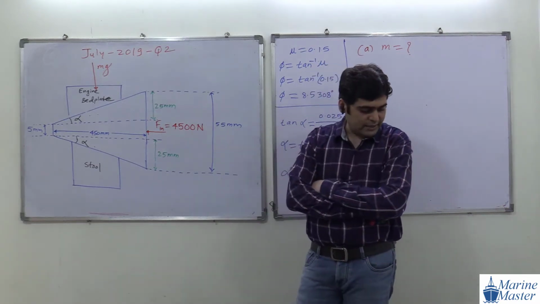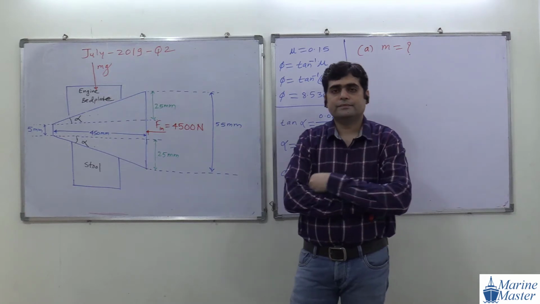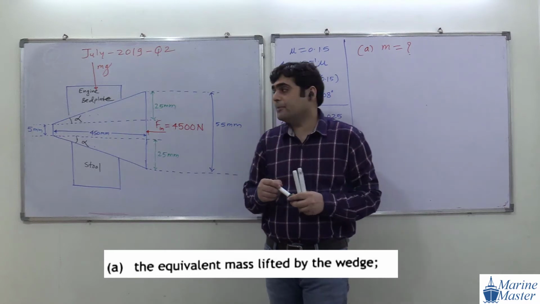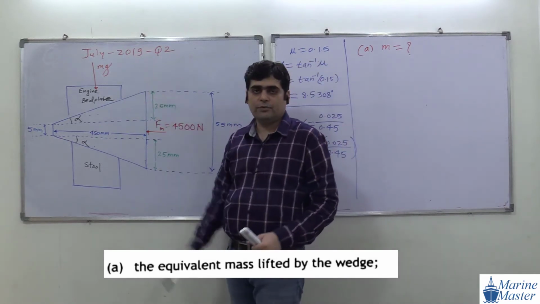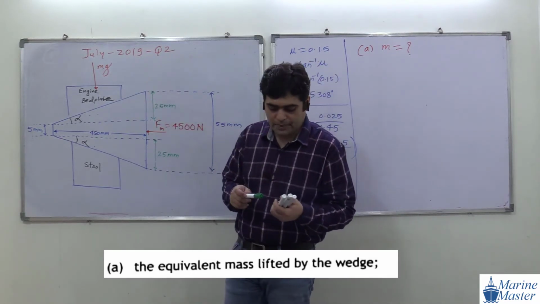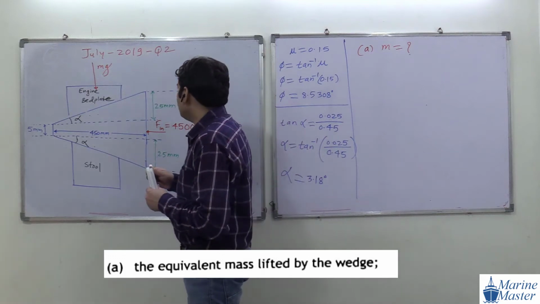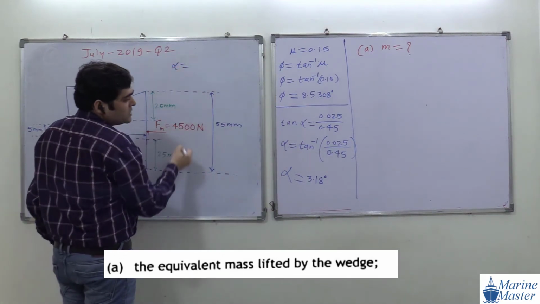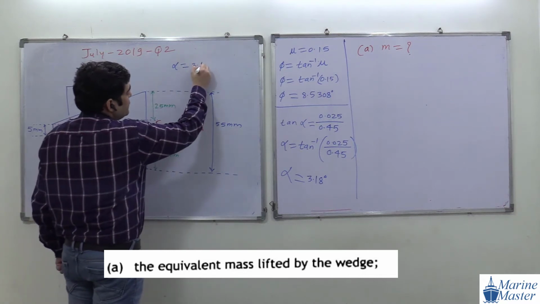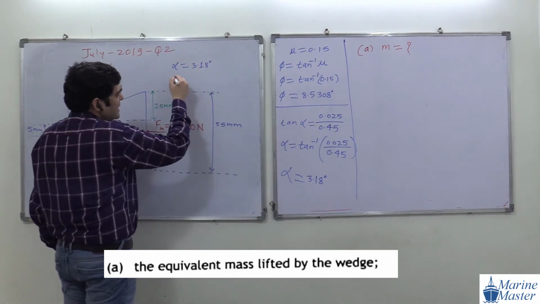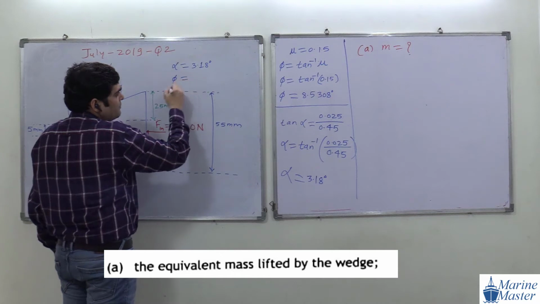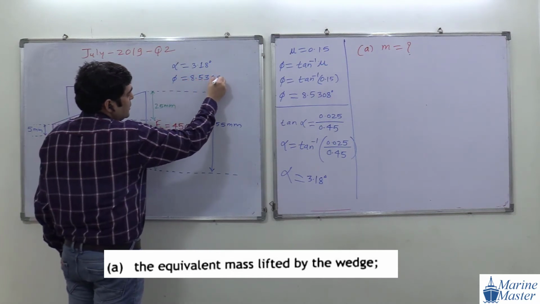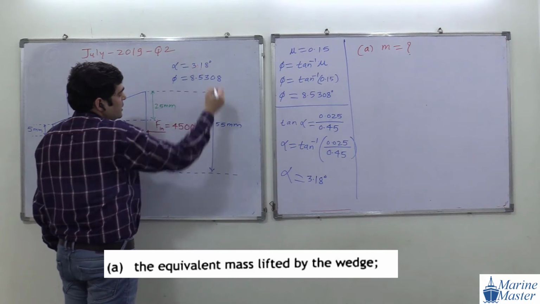Now, guys, what is our target here? What we have to find out? We have to find out mass m. So, how much alpha we calculated? For my reference, I am writing alpha here. How much alpha we have calculated? 3.18 degree. Don't write this one, guys. I am writing for my reference. And phi is how much calculated? 8.5308.